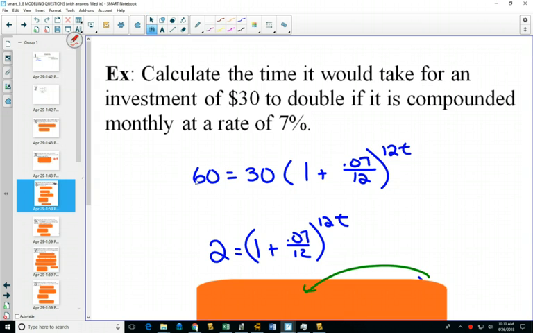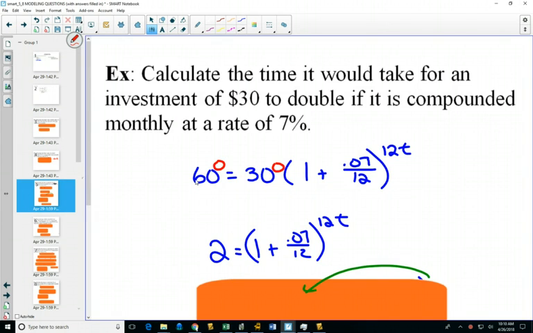Instead of 30, I would have 300, and instead of 60, I would have 600. If I simplified this, what would I get? Exactly the same thing. And if I solve this for t, I'm going to get the same answer, right? So the amount of time it takes $30 to double is the same amount of time with compound interest that it takes $300 to double.